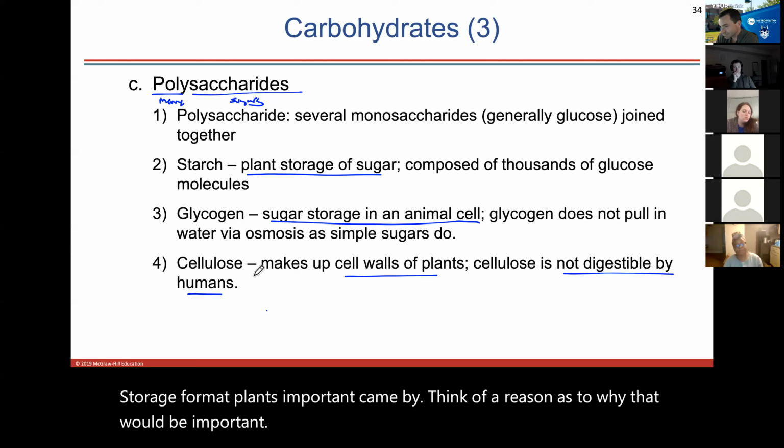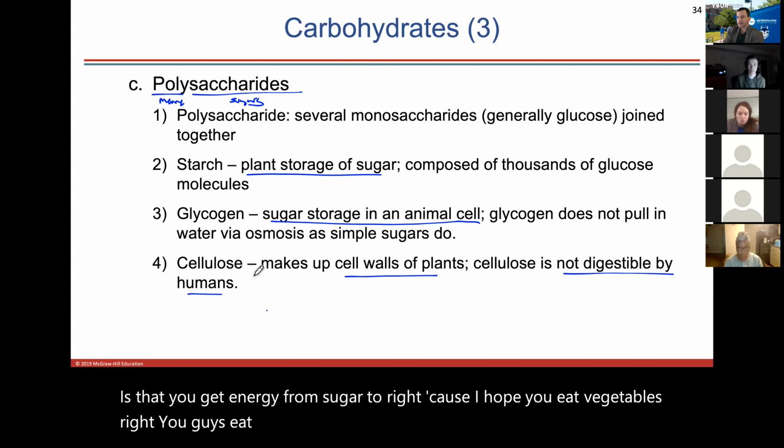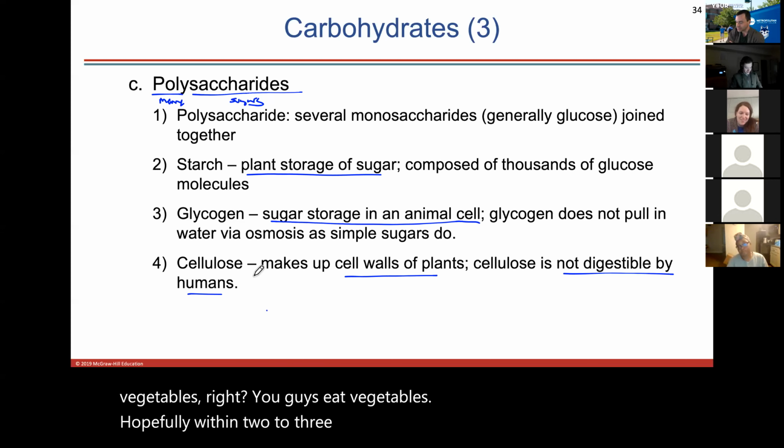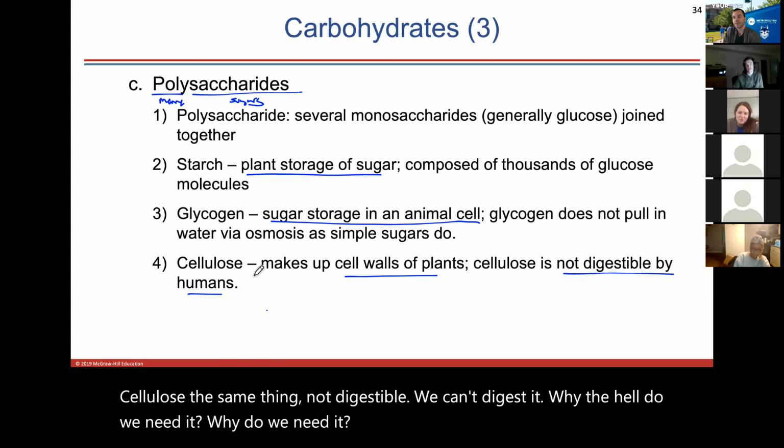Because they can get energy from that sugar too. Right, because I hope you eat vegetables, right? You guys eat vegetables? Depends on the day. Hopefully you're eating 2 to 3 cups every day, young man. Cellulose, the same thing. Not digestible. We can't digest it. Why do we need it? Anybody?